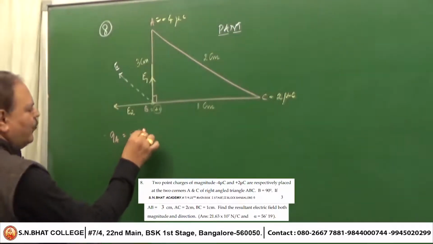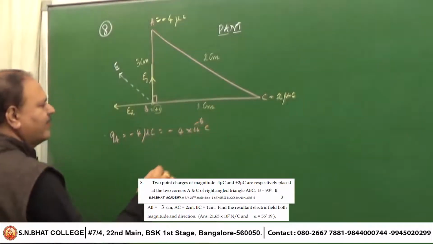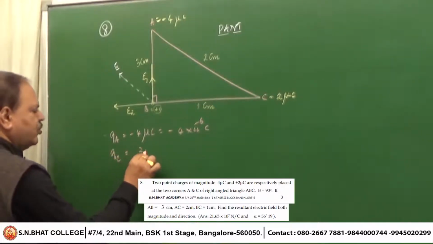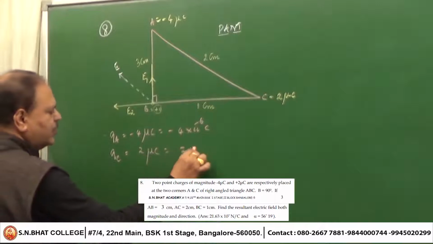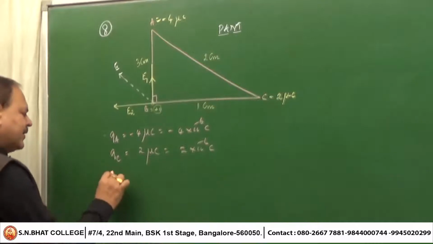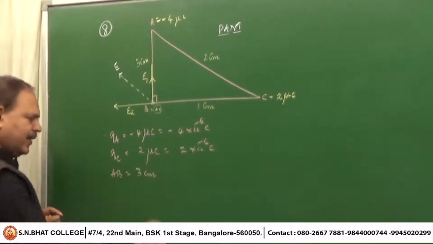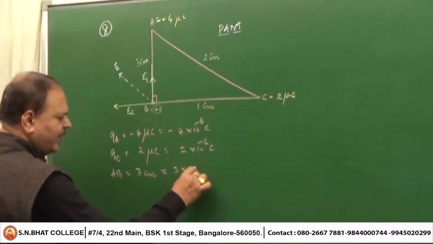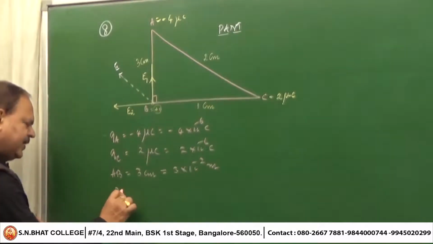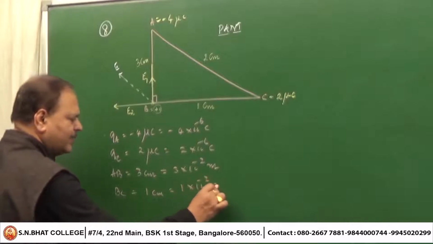QA is equal to minus 4 microcoulomb, minus 4 into 10 to the power of minus 6. And he has given the value of QC, which is 2 microcoulomb, which is 2 into 10 to the power minus 6 coulomb. And he has given the values of AB 3 centimeter. You require that, you convert it into the meter as 3 into 10 to the power minus 2 meter. You want this BC, which is 1 centimeter. You convert it into 1 into 10 to the power minus 2 meter.